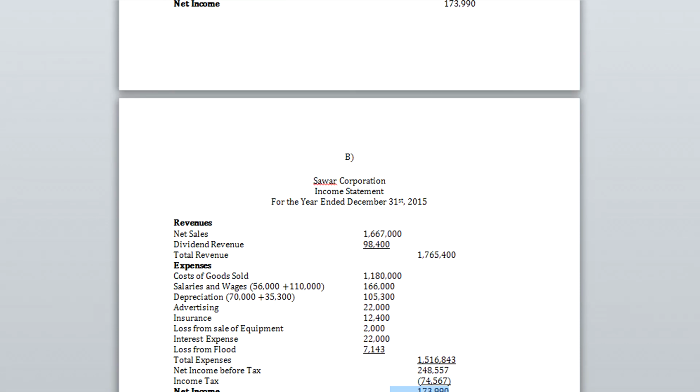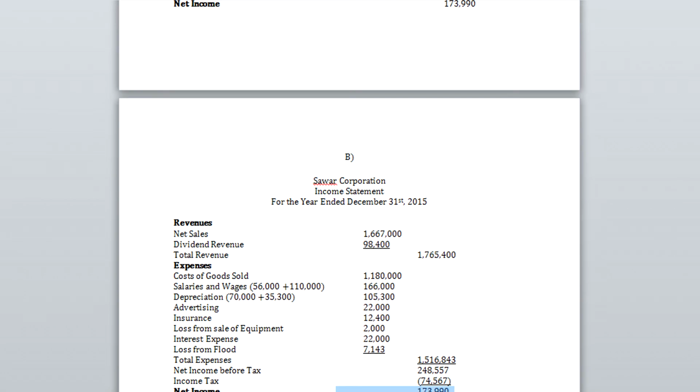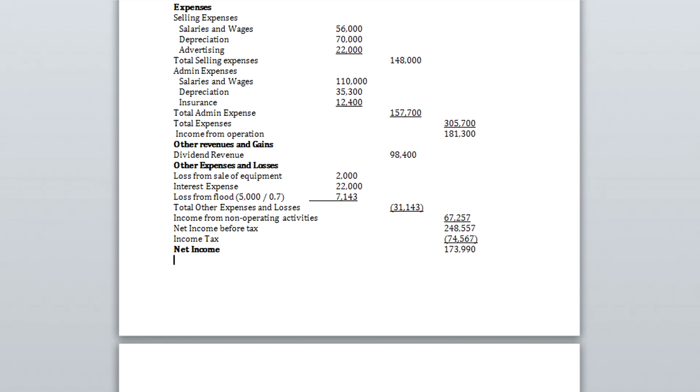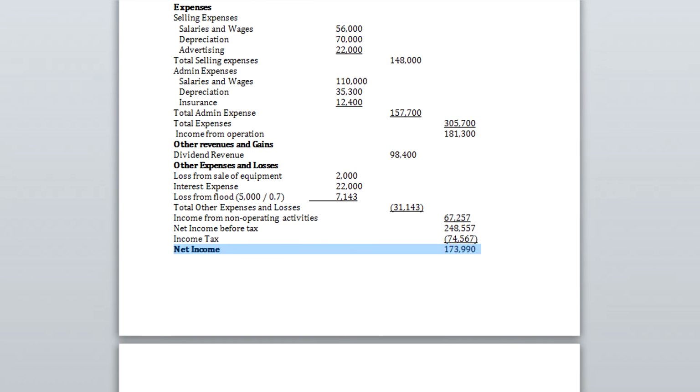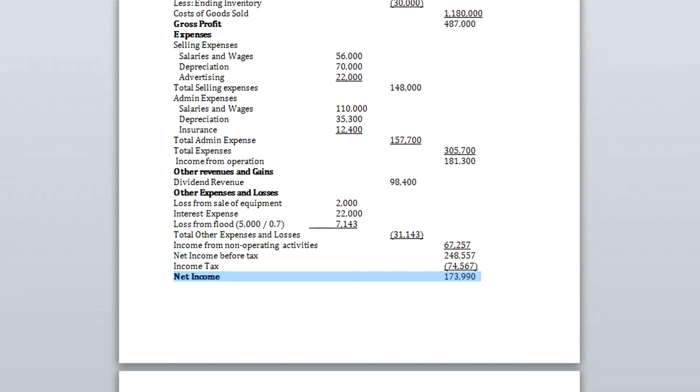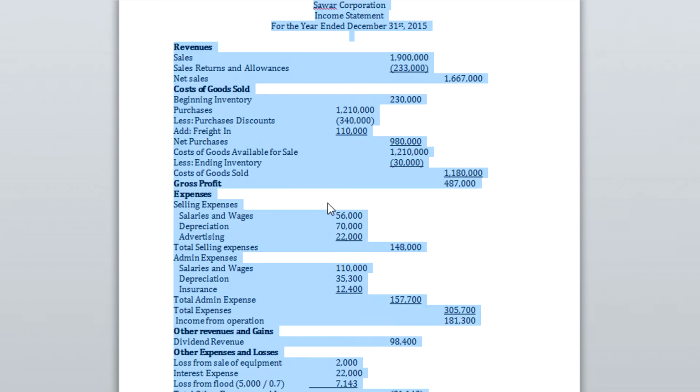As you can see, it is the same under both methods. Single step statement, $173,990. Multiple step, again, $173,990, okay? So as you can see, single step is the much preferred way to do things. It is so much easier and simple and straightforward. But unfortunately, usually on the tests and stuff, they're going to make you do the big one. Of course they are, right? But just know how to prepare both.